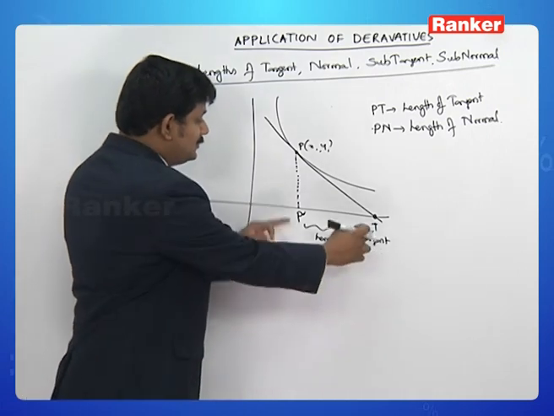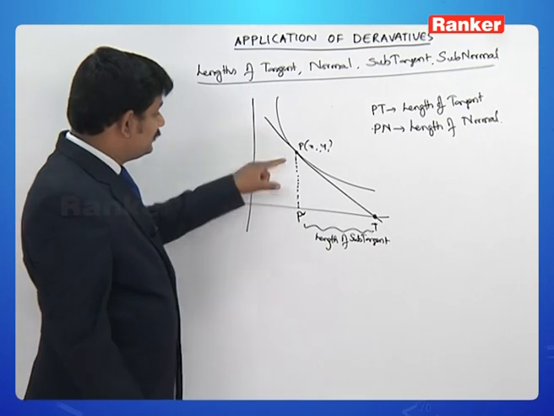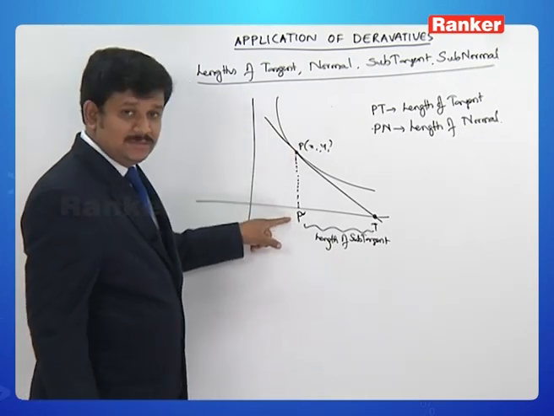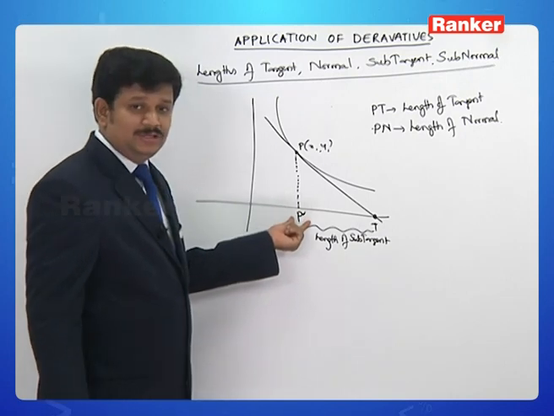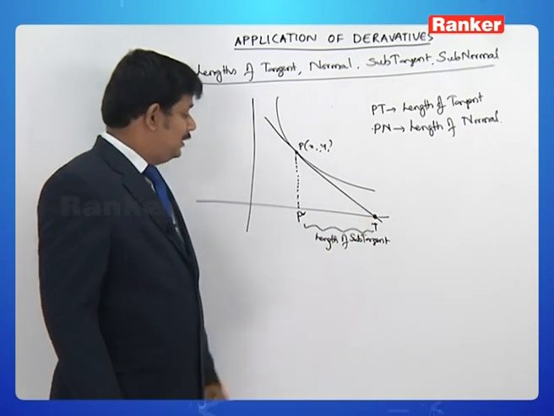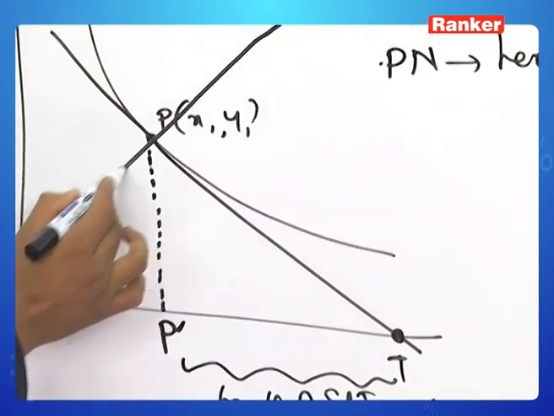So length of subtangent is projection of length of tangent on x-axis, or in simpler words, drop perpendicular from P onto x-axis. Let's say the foot of the perpendicular is P dash. The length P dash T is called length of subtangent. So we have to visualize them and keep them in memory.